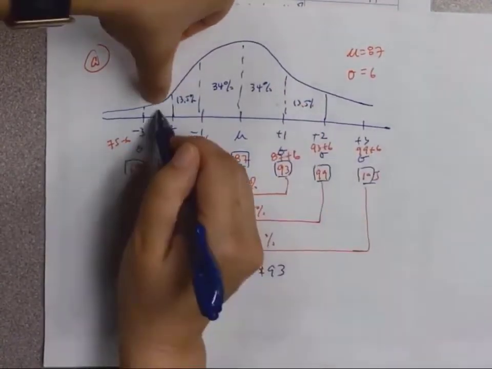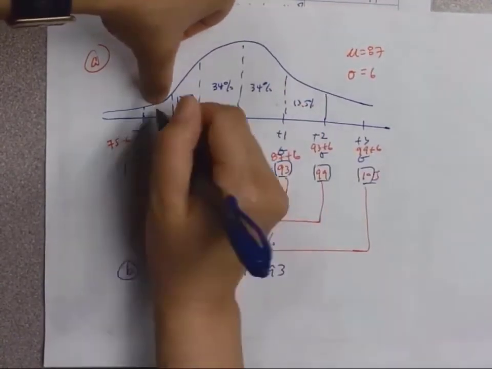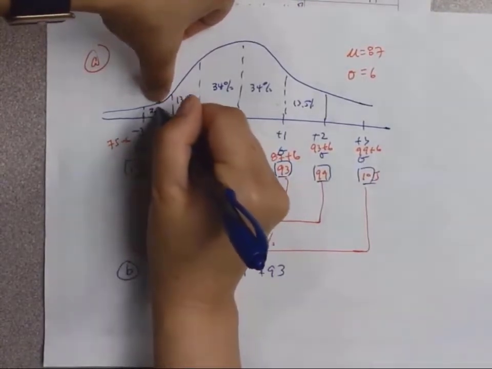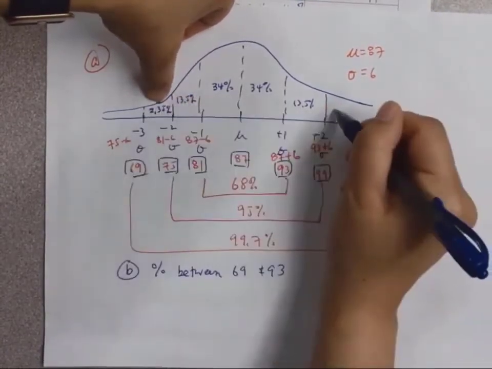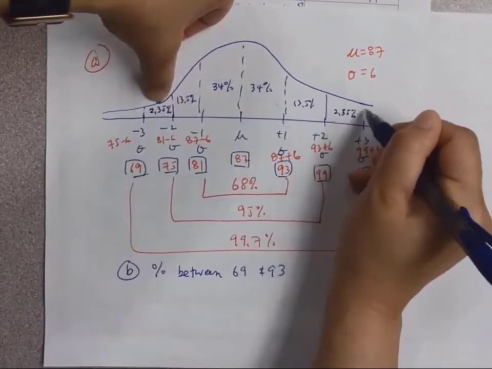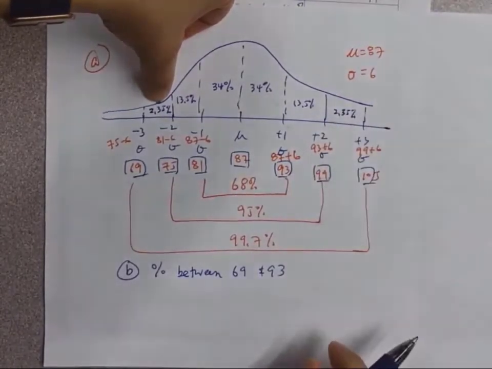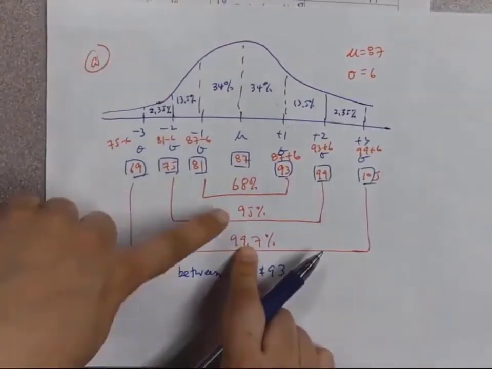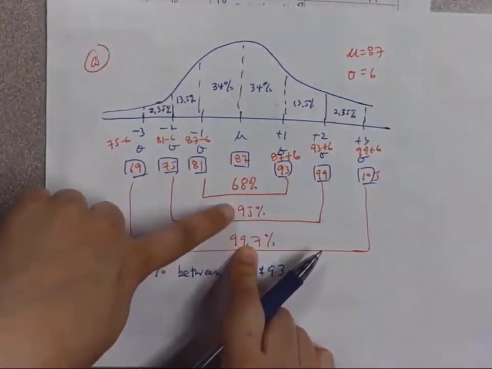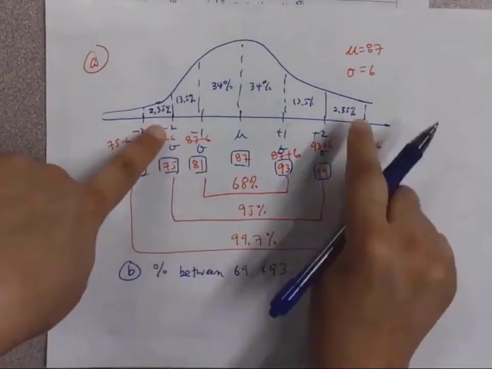And then for this part, it's going to be what? 2.35%. How did you get that? You could just add up, or you could subtract 95 from 99.7. Using 99.7, subtract 95, divided by 2, right?